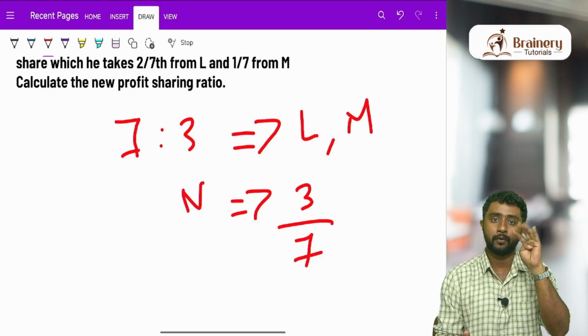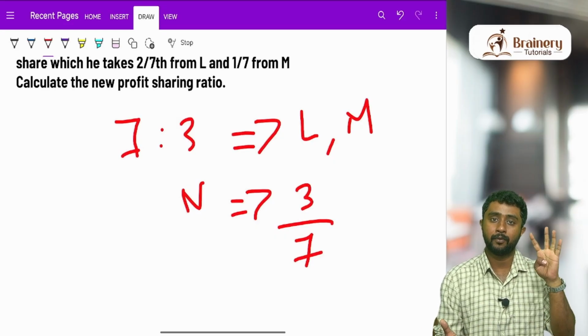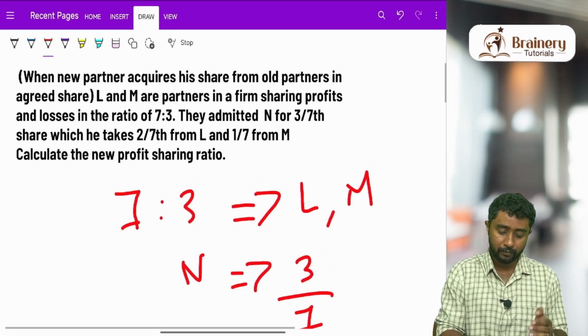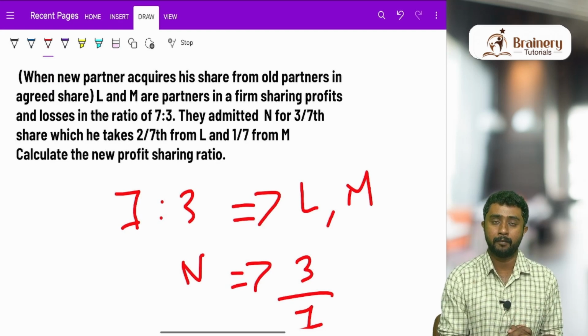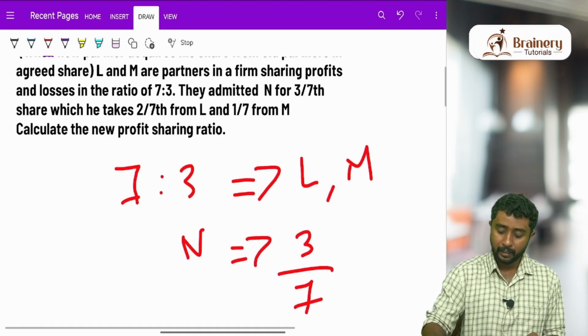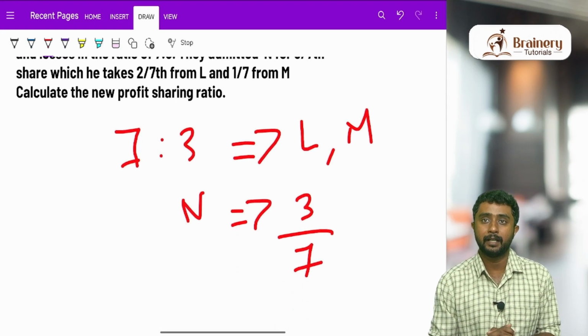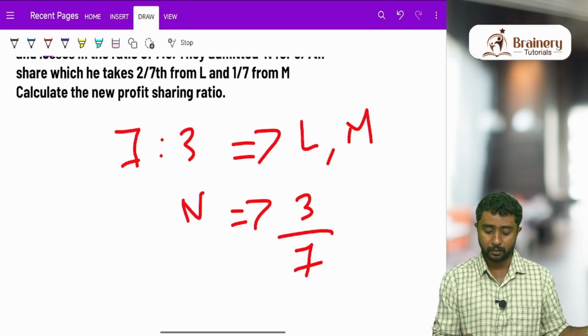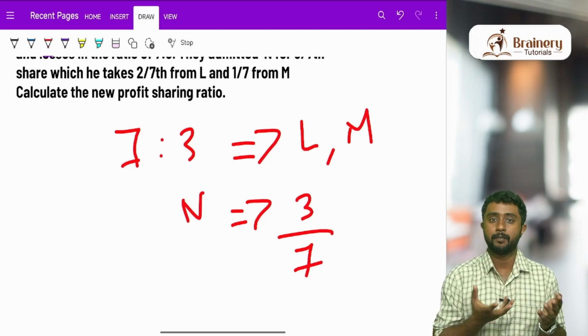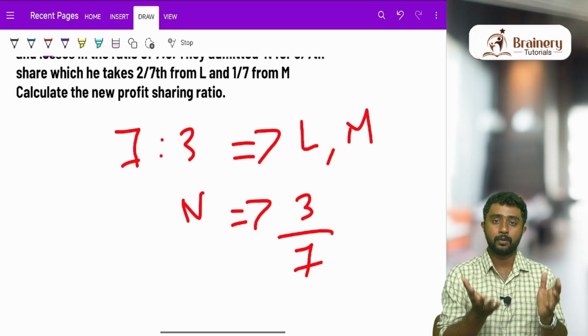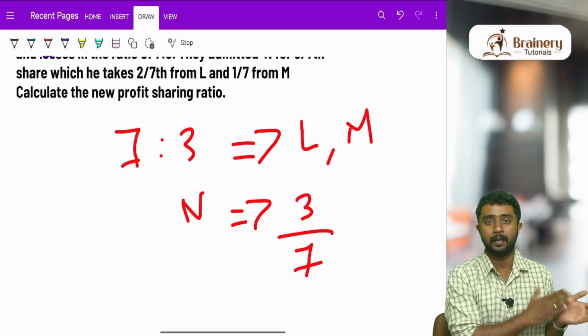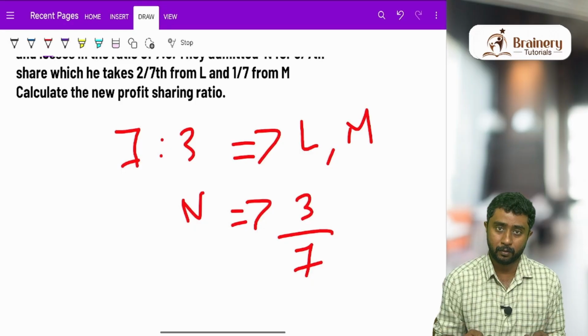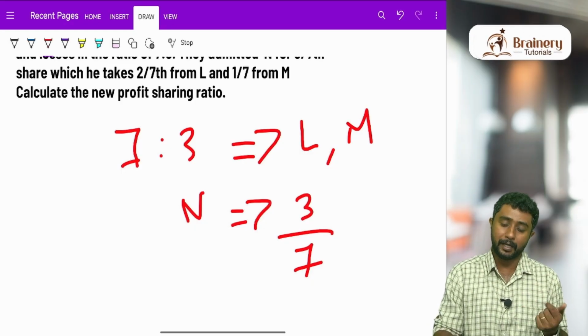What about the remaining 4 shares? Obviously, the remaining 4 shares belong to whom? By default, they belong to L and M. The meaning is like this: in future they will be dividing profit into 7 parts. Out of 7 parts, 3 parts belong to N. The remaining 4 parts belong to L and M. But out of that 4 parts, how much belongs to L and how much belongs to M is not known. So we are going to try to find that out.